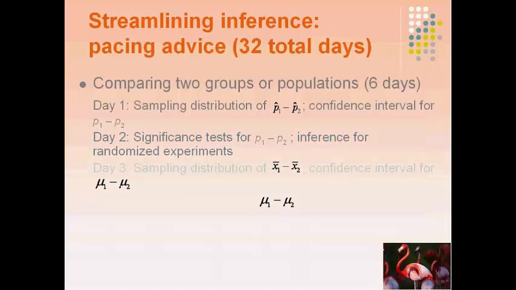Third day, we've got to do the estimation for the difference in population means. So we have to talk about the sampling distribution of x bar 1 minus x bar 2. And then on day 4, we run significance tests for mu1 minus mu2.